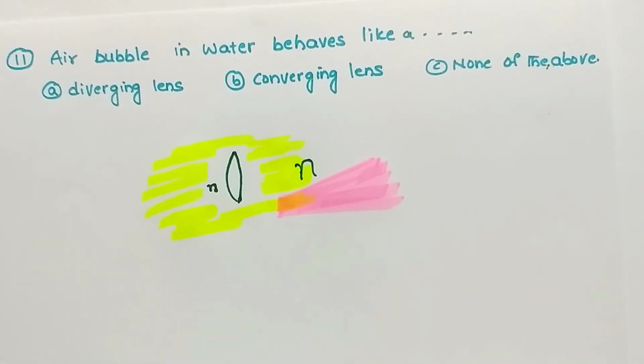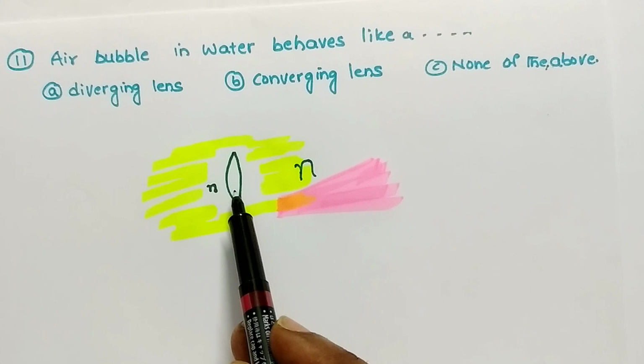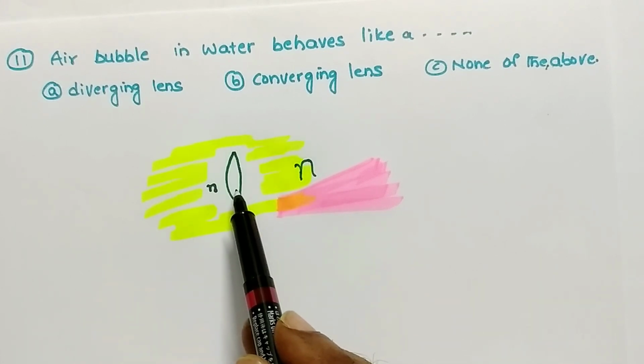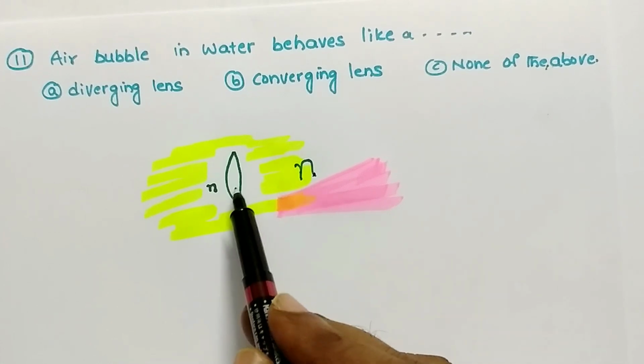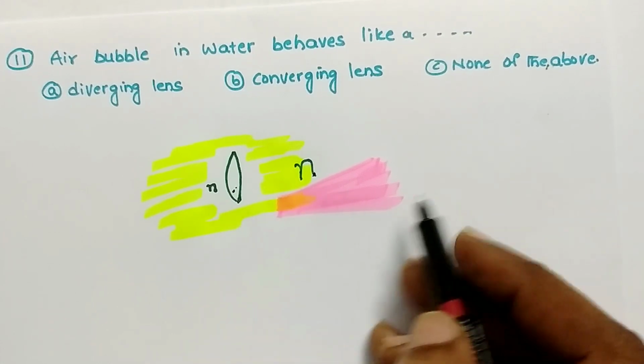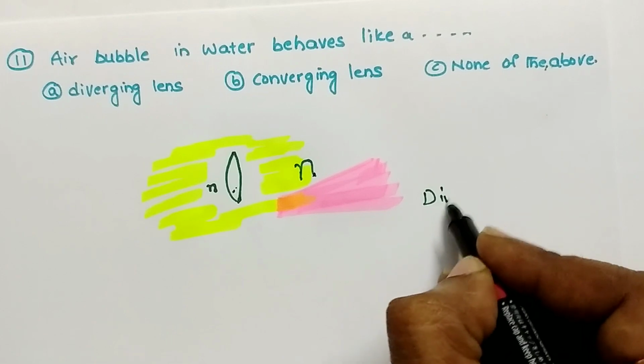So when the convex lens is placed in a medium having a refractive index more than the convex lens refractive index, then it behaves as a diverging lens.